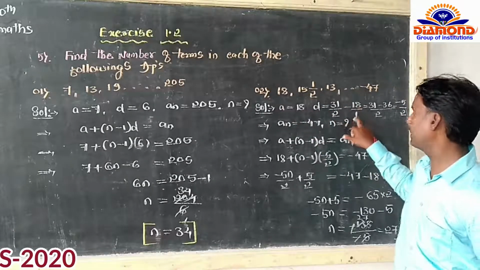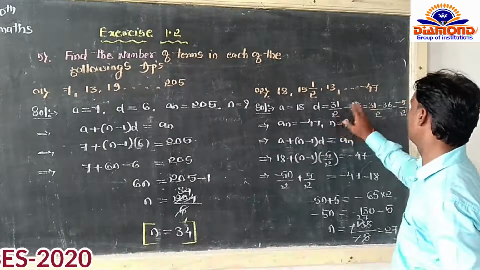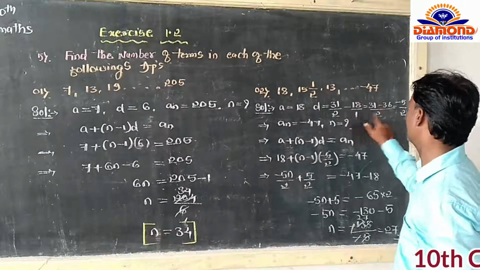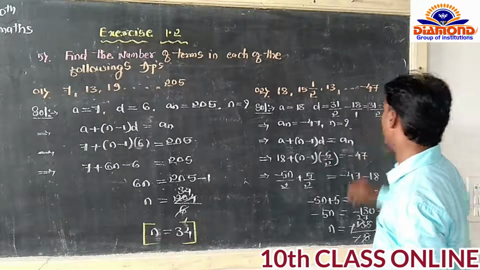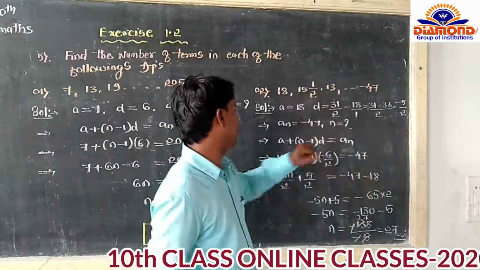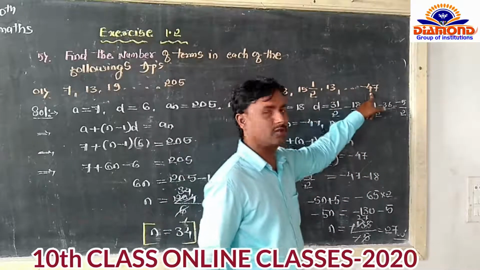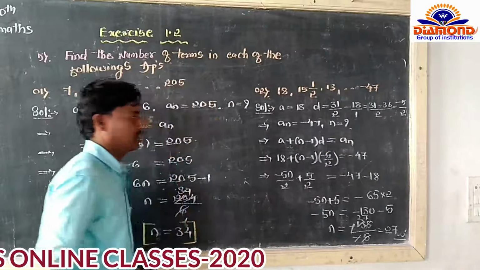First term is 18 by 1. Cross multiplication: 1 into 31 is equal to 31, 2 into 18 is equal to 36. So 31 minus 36, the answer we got is minus 5 by 2, dear students. That is the common difference. an is equal to, already we know, minus 47. n is equal to the number of terms, question mark, dear students.